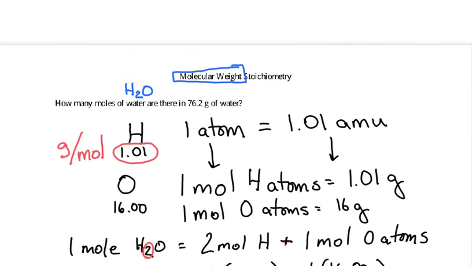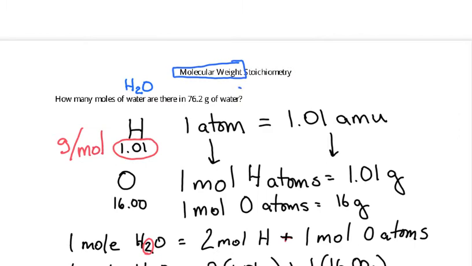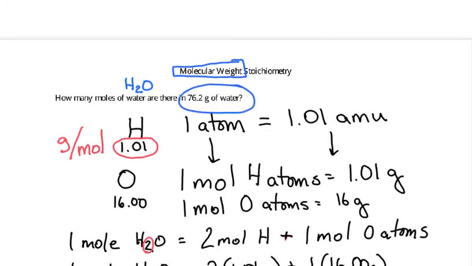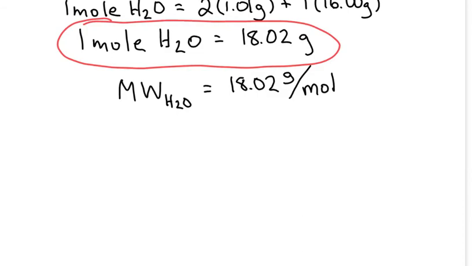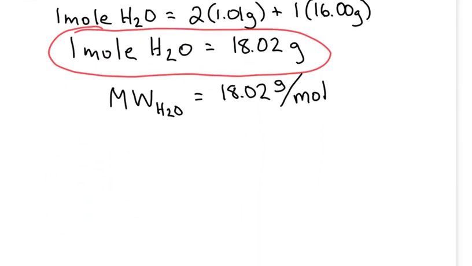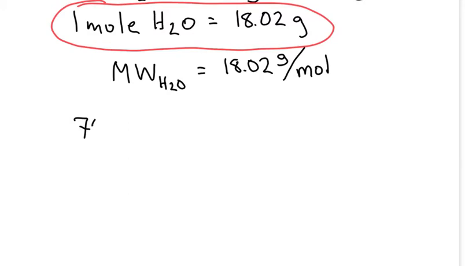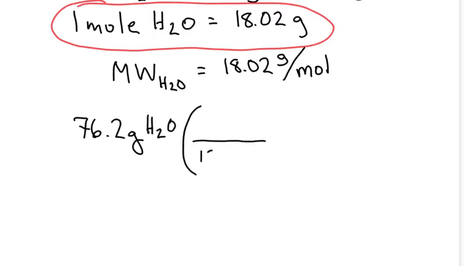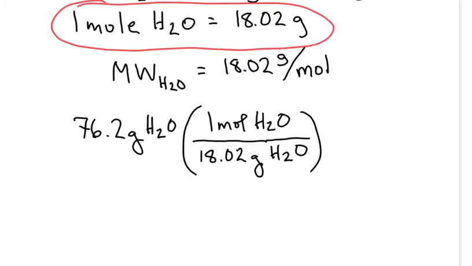So now I wanted to know, how many moles of water are there in 76.2 grams of water? So 76.2 grams goes on the outside. And from the molecular weight, from the addition up of all the atoms in there, we get 18.02 grams of water in 1 mole of water. Double check your dimensional analysis. Make sure that everything cancels as it should.